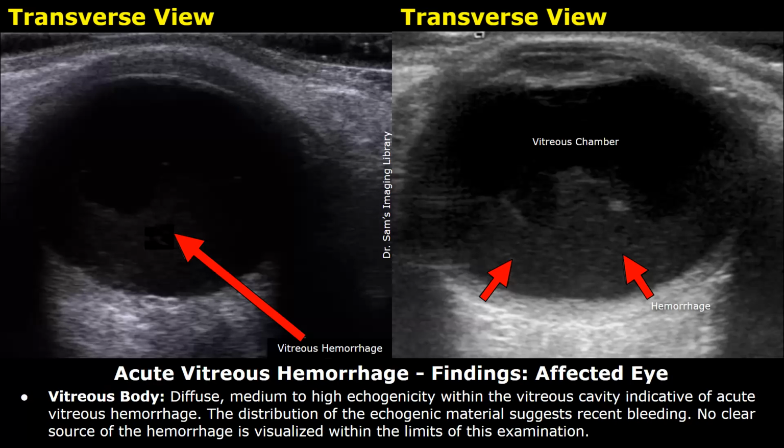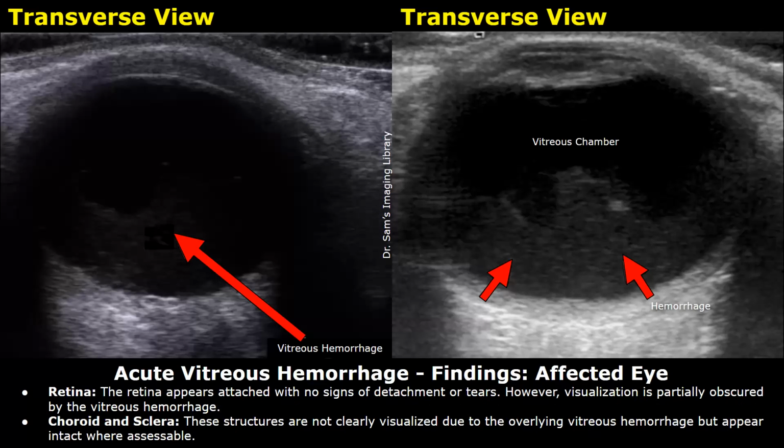These are the findings. Vitreous body: diffuse, medium to high echogenicity within the vitreous cavity, indicative of acute vitreous hemorrhage. The distribution of the echogenic material suggests recent bleeding. No clear source of hemorrhage is visualized within the limits of this examination.